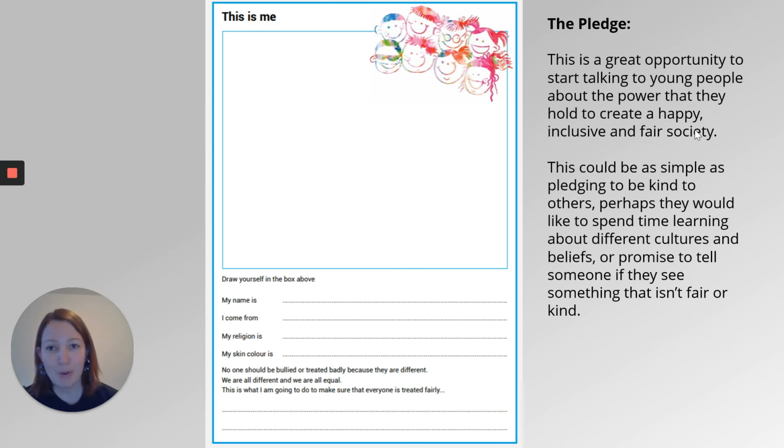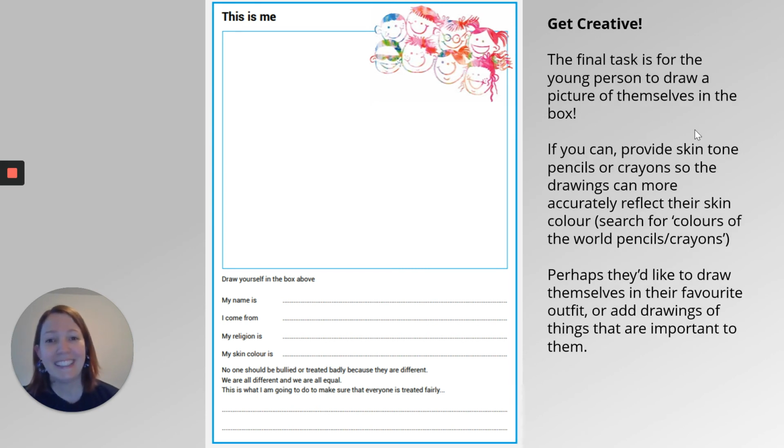And of course, the box at the top of the page provides space for them to draw themselves. If you can, provide skin tone pencils or crayons so the drawings can more accurately reflect their skin tone, their skin colour. They may want to draw themselves in their favourite outfit or add drawings which show their hobbies and interests. They can be as creative as they like.